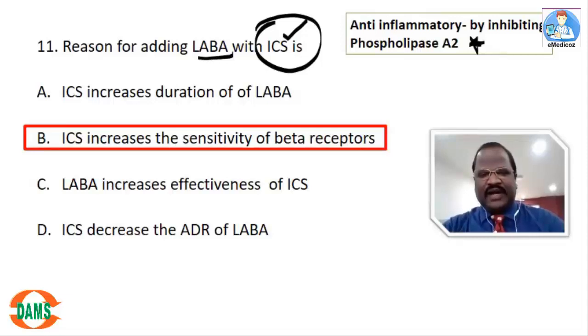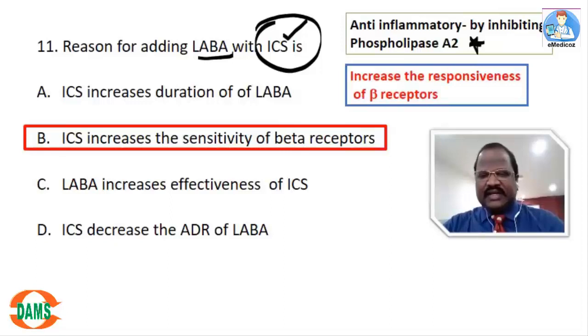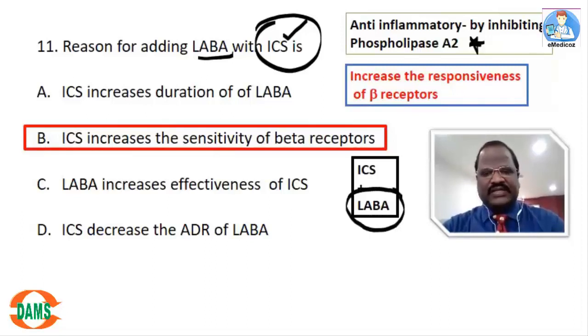Other than anti-inflammatory action, one of the beautiful points of ICS is that inhalational corticosteroid increases responsiveness of beta receptor. That means it increases sensitivity of beta receptor. That's why LABA is given along with ICS. Remember, long-acting beta 2 agonists like salmeterol and formoterol, when given daily, with chronic exposure of the beta 2 receptor, cause down regulation of beta 2 receptor. Thereby, these drugs may develop tolerance. To avoid this complication, we give LABA along with inhalable corticosteroid. Remember, corticosteroid increases sensitivity of beta receptor. Very important point. That finishes question number 11.